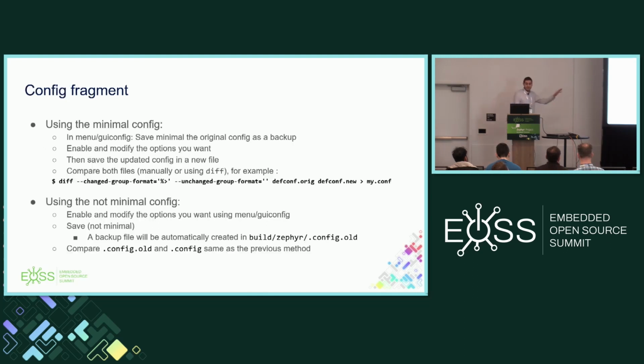So how to make it permanent? This is how I do it, but there are also other methods. You can do it with minimal config. You open the menu or GUI config, and you put a backup for the original one. You set the options that you want to set, and then you save the new one with the additional features in another place. So you have the original backup and the new one, and you basically do a diff. So you see the difference between those two.